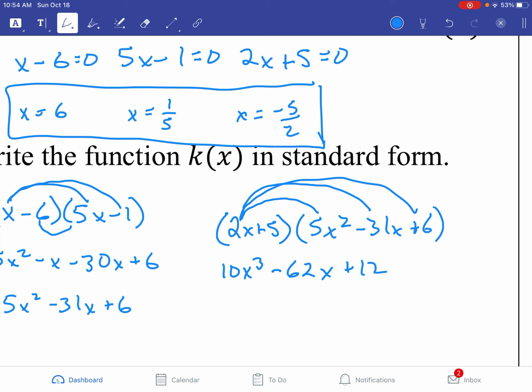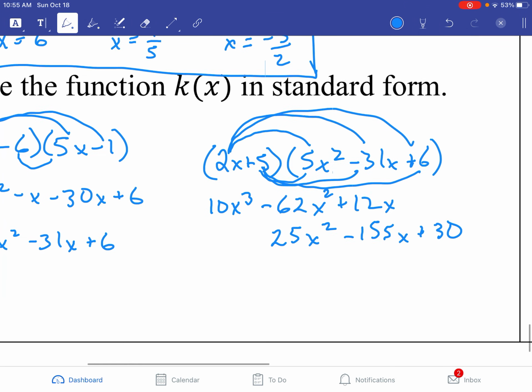On the other side, we're going to do positive 5 times 5x squared. I'm going to put that, oh, this should be squared. I'm going to have 25x squared. I'm going to line them up. Oh, I'm making mistakes here. I forgot the x's in there. My apologies. 5 times negative 31 is going to be negative 155x. And 5 times 6 is going to be positive 30.